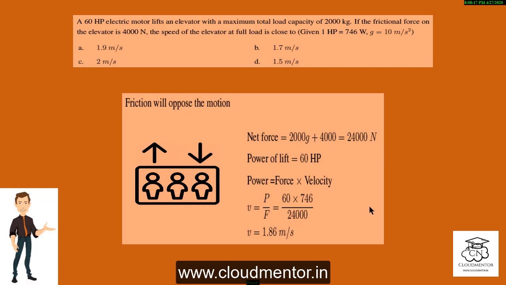Now we have the equation P equals Fv. From this equation, we can find the speed v. The power of the lift is given as 60 horsepower, which is equal to 60 multiplied by 746 watts. And now the velocity will be power upon force, that is 60 into 746 divided by 24,000. So the answer is 1.86 meters per second, which is near to option A.